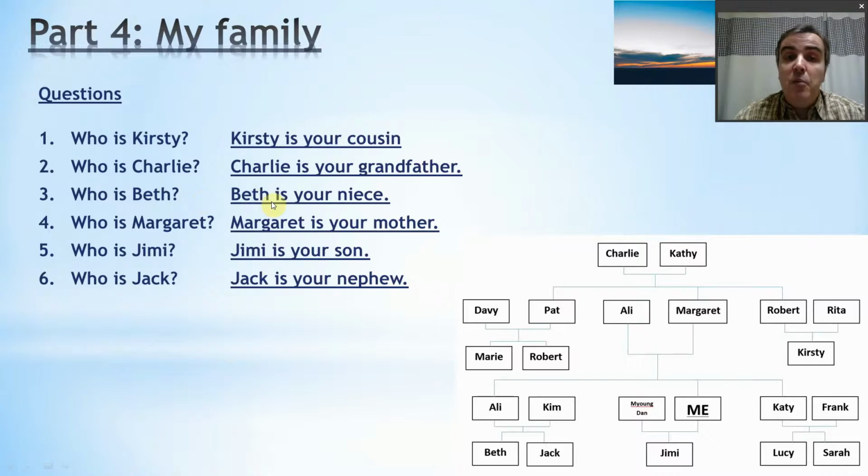Some of you also wrote Beth is your brother's daughter, which was a good answer. I think that's perfectly fine. However, there is a special name we use for that, and that is the word niece. So my brother or my sister's daughter is my niece. So here is Beth. She's a girl. Ali's my brother. So Beth is my niece. I think everybody got this.